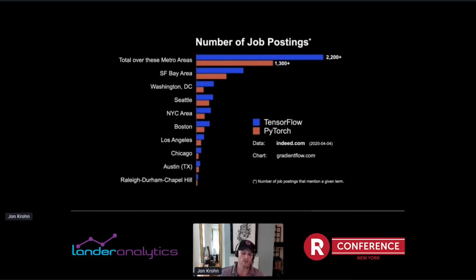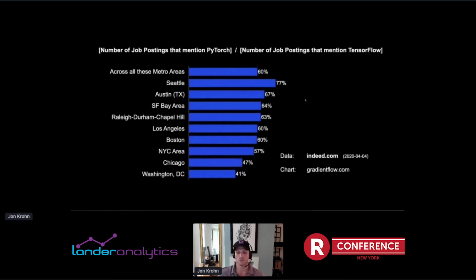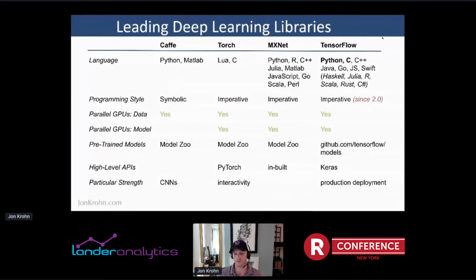However, across the United States, in major urban areas, a sizable portion of job postings do mention PyTorch relative to the proportion that mention TensorFlow. So Seattle seems to be particularly a big lover of PyTorch, where 77% of job postings relative to TensorFlow mention PyTorch. And so across these metro areas, there's a 60% average. So in either case, both of these libraries are very prominent, definitely the two most important deep learning libraries.